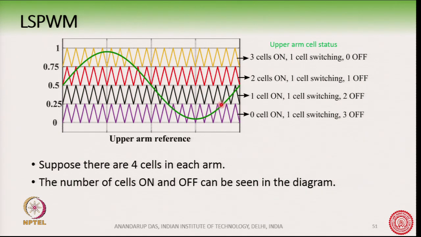Now, during this part of the waveform, one cell should be doing the switching action. And how should it be doing the switching action? See here, it will be turned on, and here it will be turned off, and again turned on and then turned off like this. This is one cell. I am following the logic that if the modulating wave is more than the carrier, then the switch is turned on, or the cell is turned on.